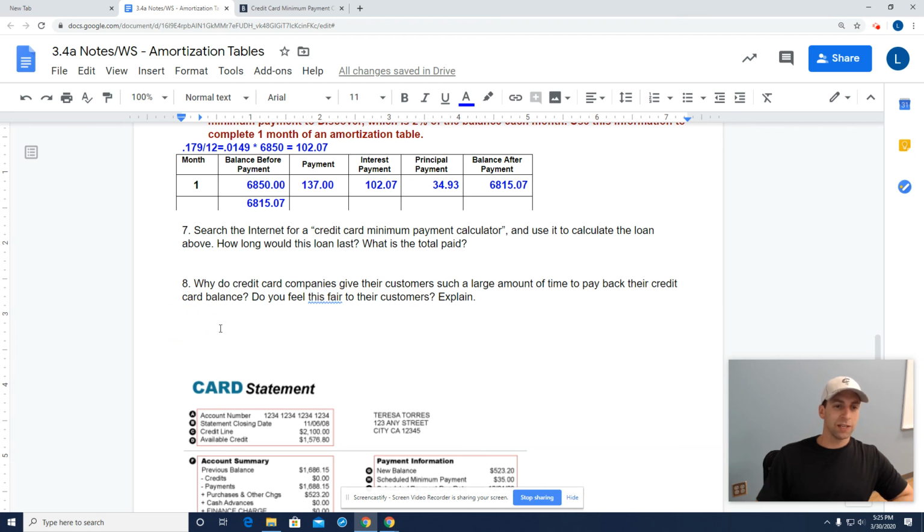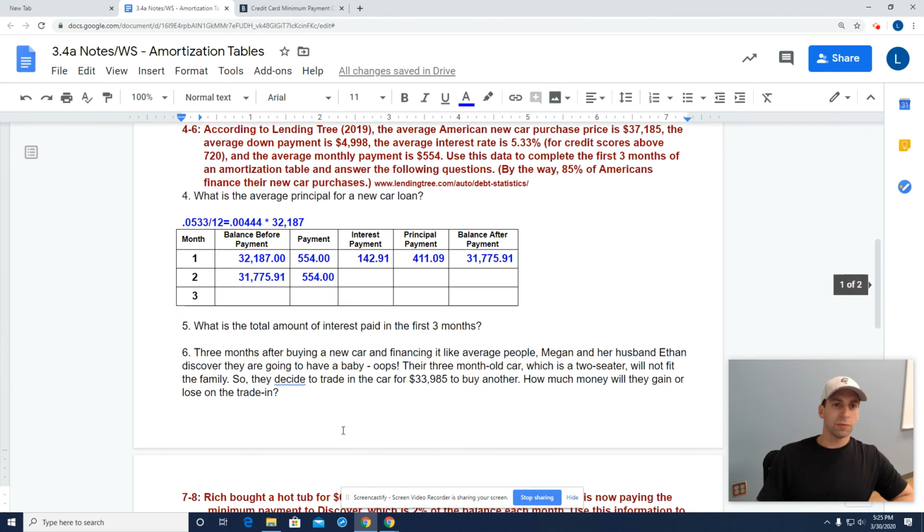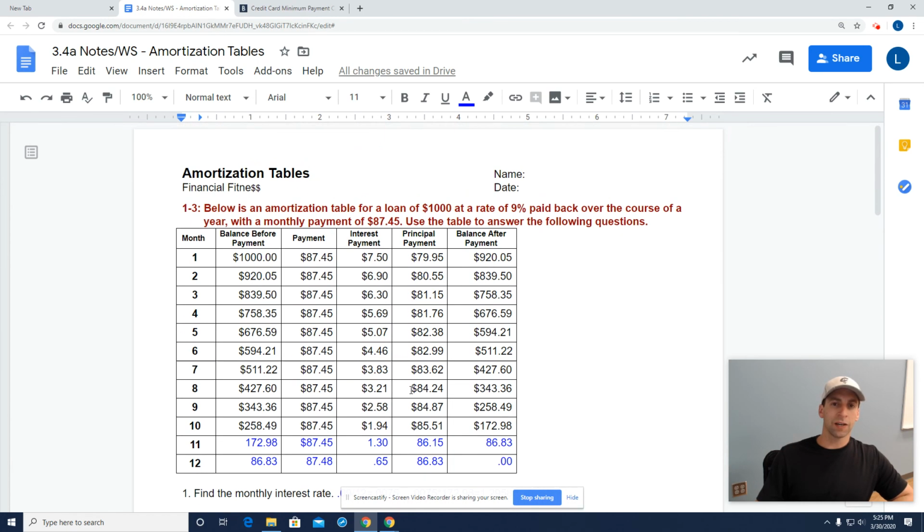This is number 8. You can answer that and also answer number 7 as well. But finish out the worksheet, submit it, and we will see you again.